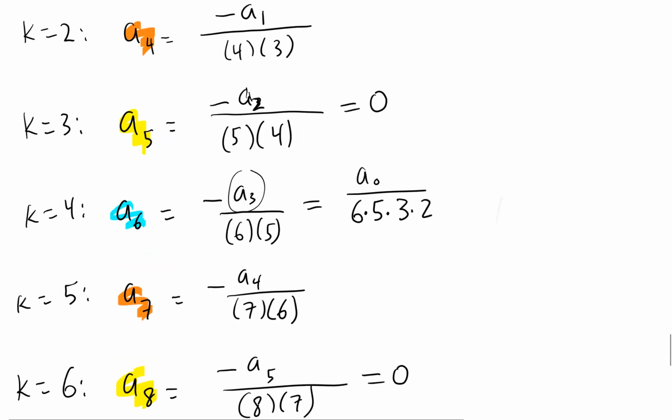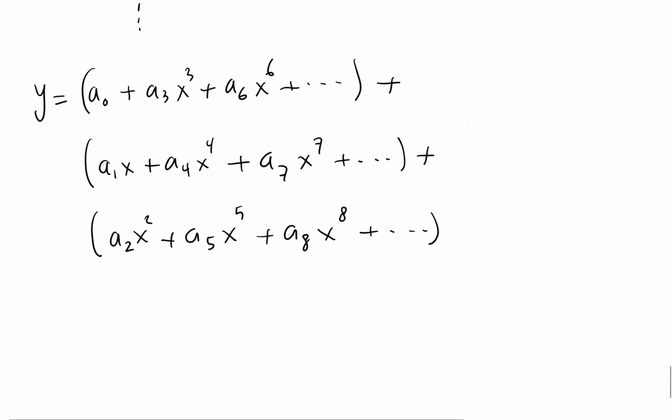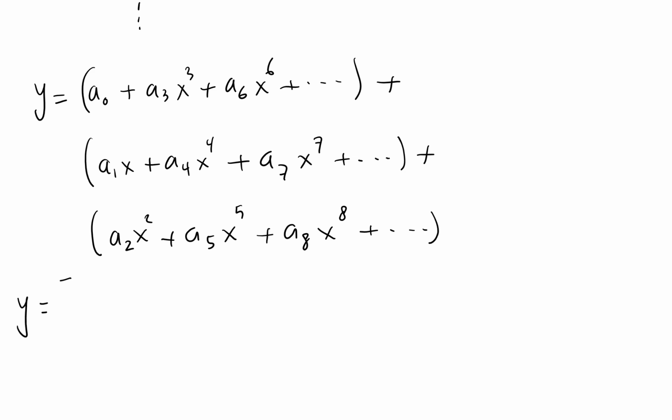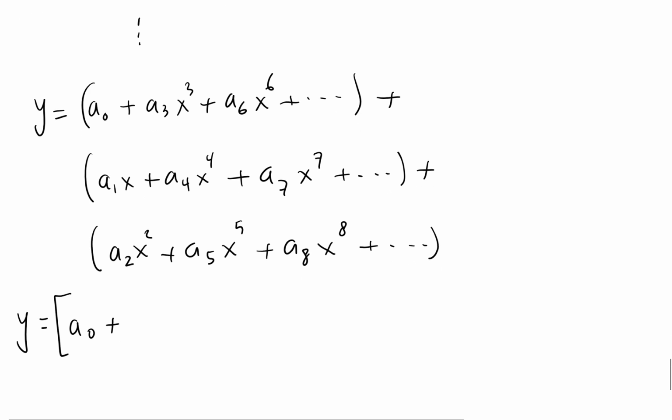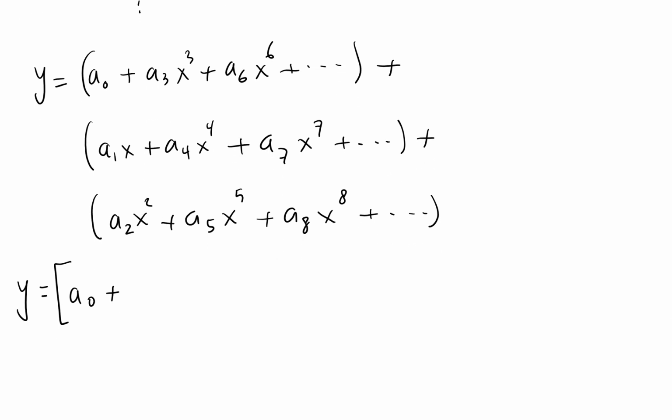But I was able to rewrite it at least. Let me put a bracket: A0, instead of A3, it was negative A0 over 3 times 2. And A6, I just found, is A0 over 6 times 5 times 3 times 2. And minus, this can go on and on. Plus, that's the first one.